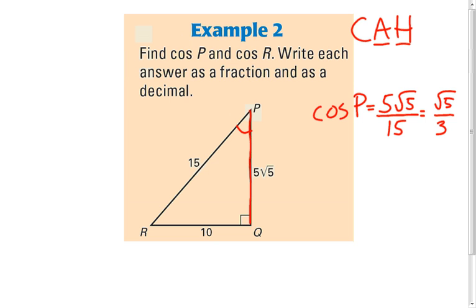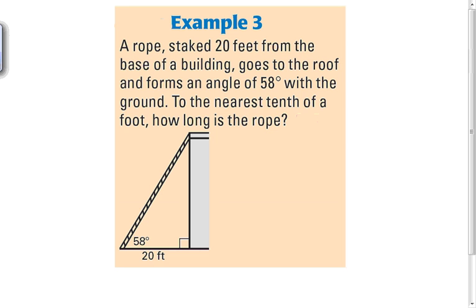And now we have cosine of r. This time we want the cosine of r. Cosine, CAH. Cosine of r is adjacent, which is 10, over the hypotenuse, which is 15. So of course that simplifies very nicely. So you can simplify that fraction and then write it as a decimal stretched out to 4 decimal places. Cruise along here.